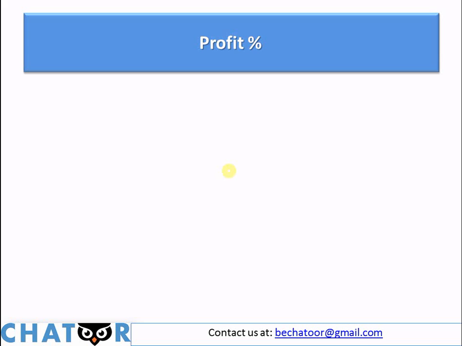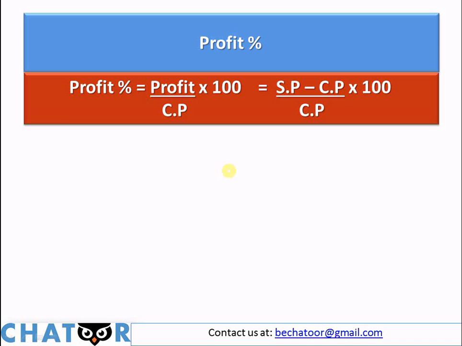Now let's look at profit percent. Profit percent is nothing but profit upon cost price into 100. So what is profit upon cost price? It's nothing but selling price minus the cost price upon cost price into 100. Now this is a very critical thing for you to remember. So please make a note of this. If you have a profit and loss question, the probability is high that it would be related to a profit percent or a loss percent in some way or the other.